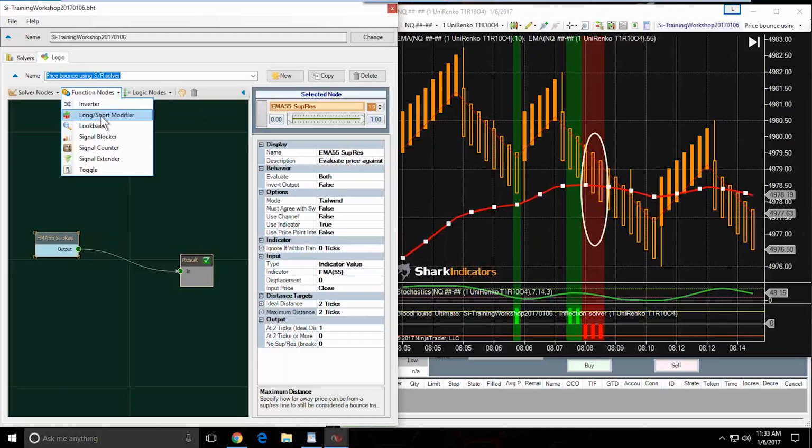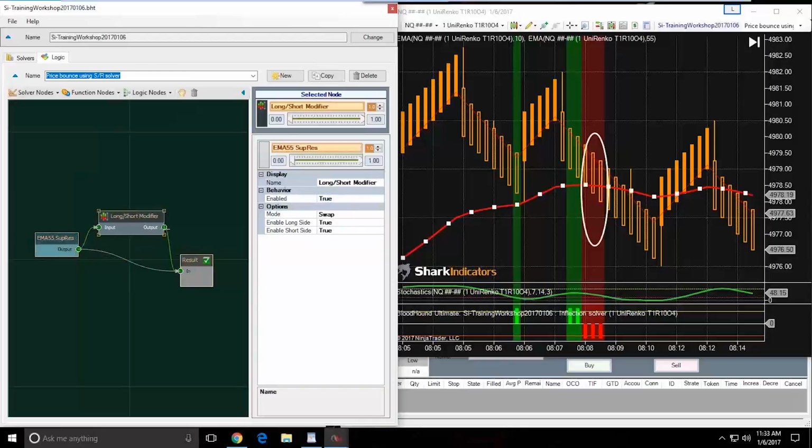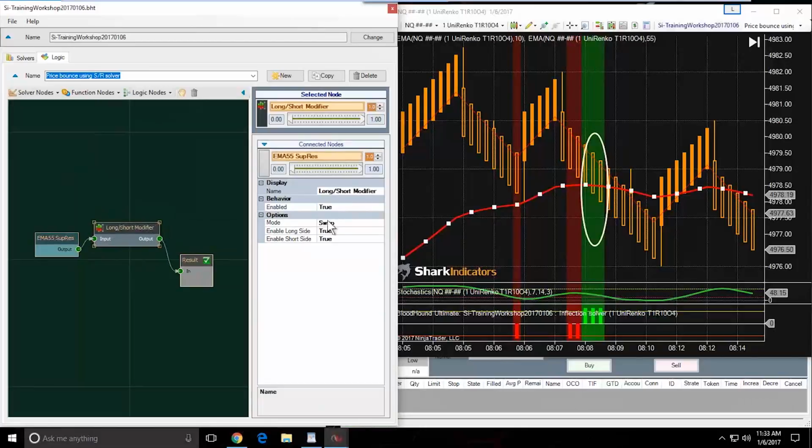So what I'm going to do is use a long short modifier to modify the support resistance output. And I'm going to use one of these modes here. Let's see, add addition mode. Yeah, there we go.